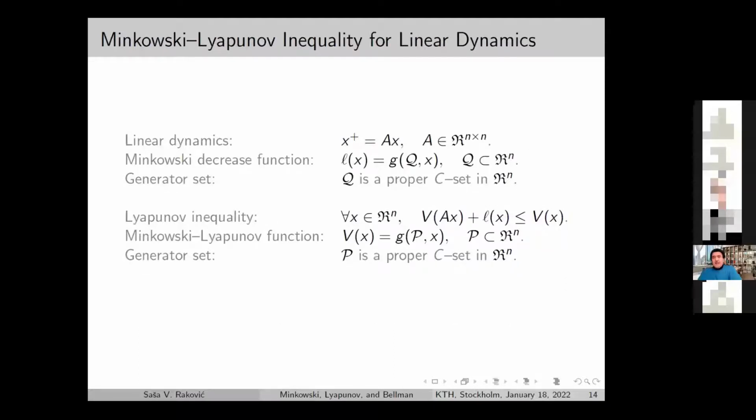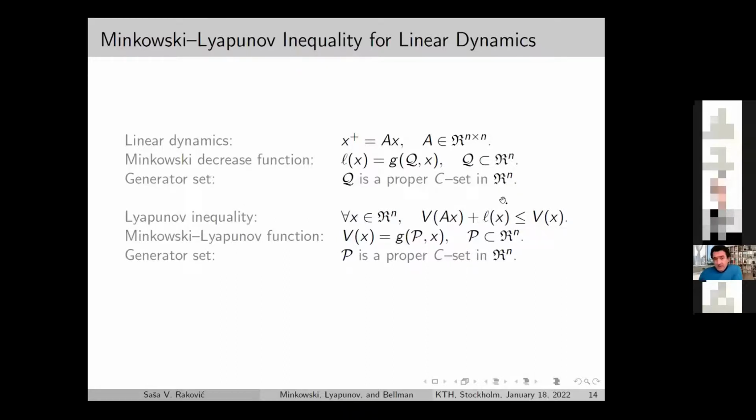So the question is the same. Okay, we're looking at the linear dynamics, but what we're going to do now is say that the decrease function is a Minkowski function. We are going to be given a proper set Q, and we're going to ask: can we solve the Lyapunov inequality in this case?